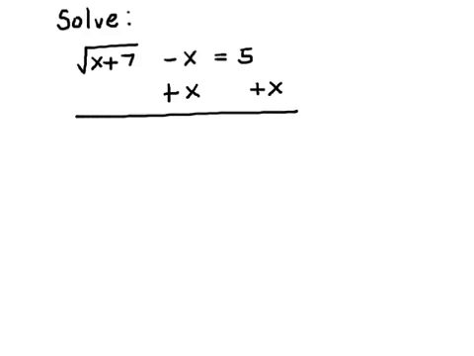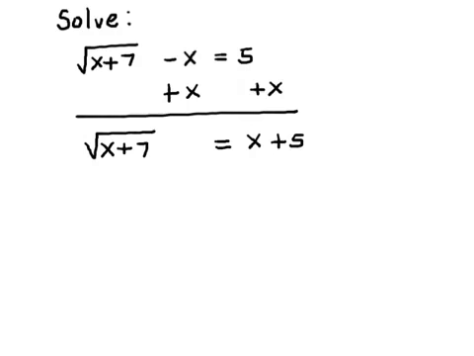That gives you square root of x plus 7 is equal to 5 plus x, which can also be written as x plus 5. The negative x and the positive x add up to give you 0. Once you set it up this way, you can get rid of the radical, which is the square root, by squaring both sides. Since this is a square root, we square both sides of the equation. If it was a cube root, we would be cubing both sides of the equation.